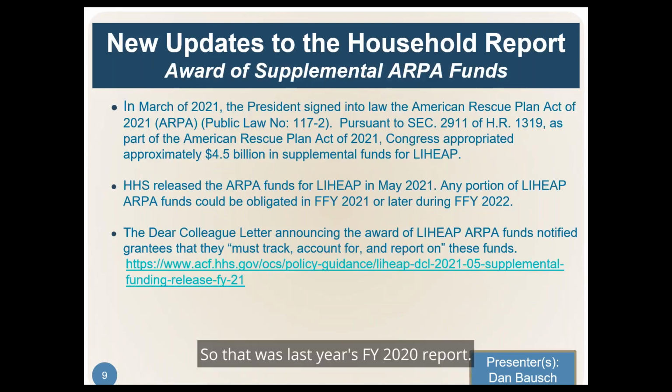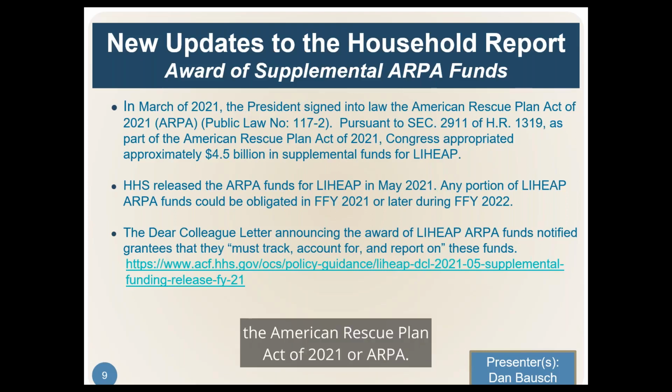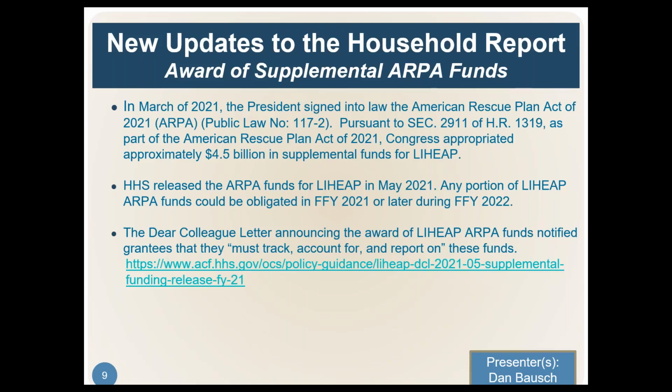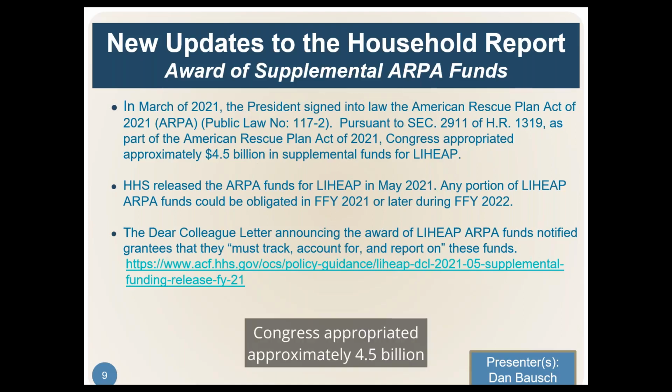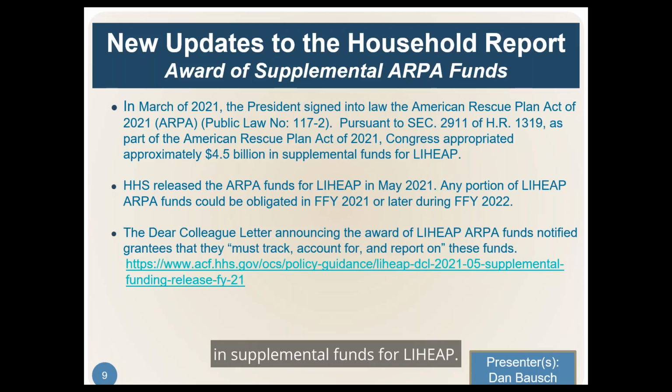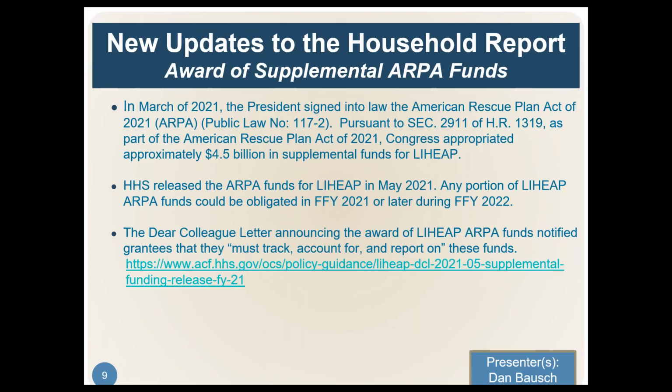So that was last year's FY 2020 report. As you all know, this year in March, the President signed into law the American Rescue Plan Act of 2021, or ARPA. And within that legislation, Congress appropriated approximately $4.5 billion in supplemental funds for LIHEAP. HHS released those funds in May, so partway through fiscal year 2021.